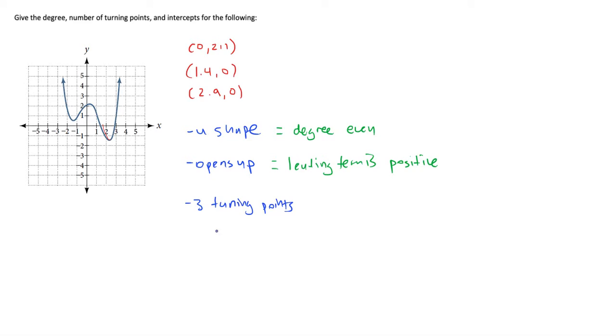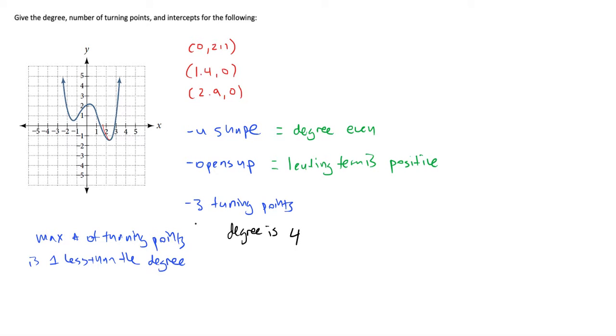Well, what's the relationship between the turning points and the degree? It turns out that the maximum number of turning points is always going to be one less than the degree. So if we take a look at this, I know that my degree is even, and I know that I have three turning points here. So what can we determine about the degree then? Well, then we can determine that the degree of this polynomial is probably going to be 4, because there's three turning points, and we know that this is going to be an even polynomial. So everything should actually tie in together.